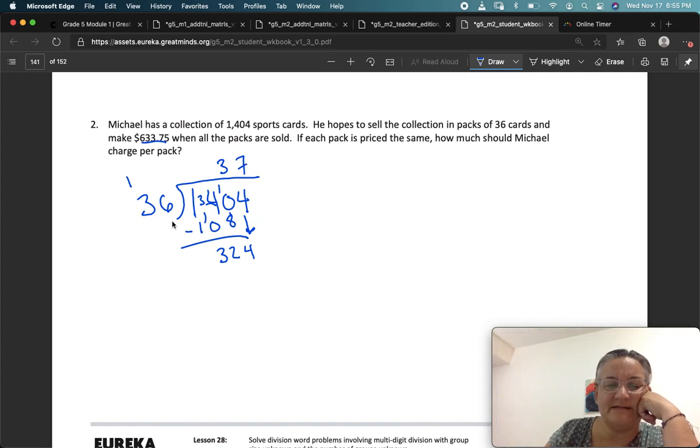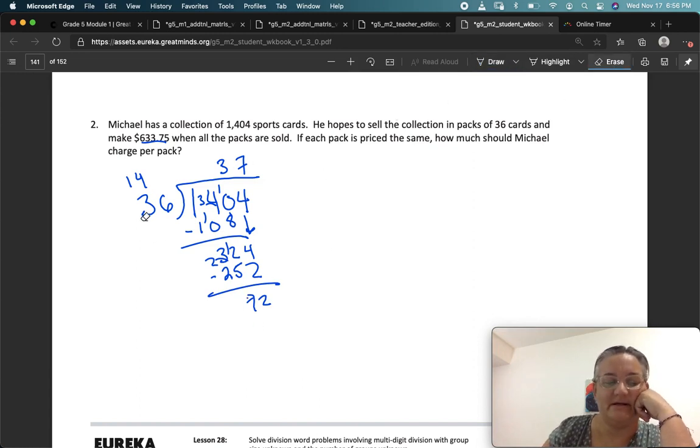So 7 times 6 would be 42, carry the 4. 7 times 1 is 21, 22, 23, 24, 25. Okay, now subtract. And I have 72, so clearly this number is too big and I need to make that number bigger. 36 times 2 is 72, so let's go to 9.